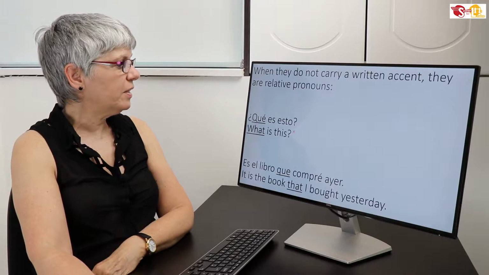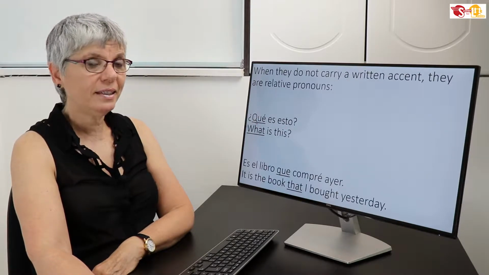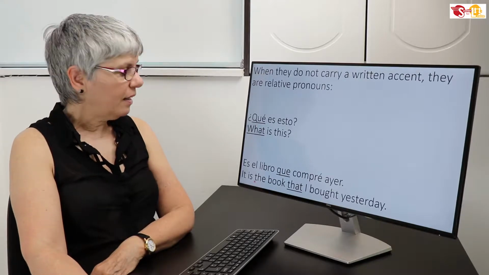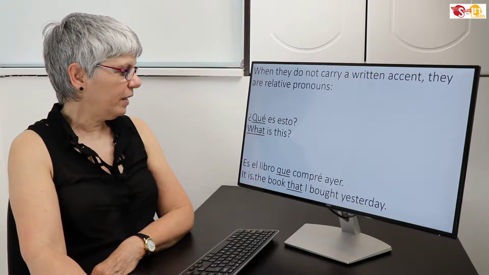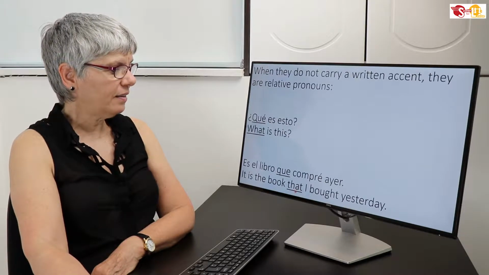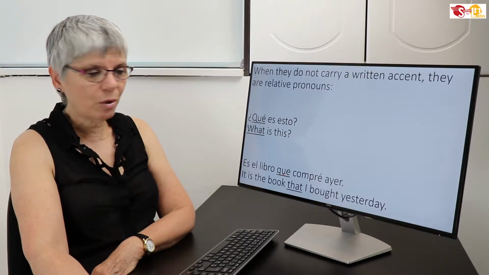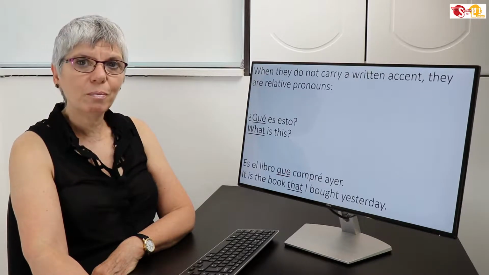Okay, let's continue. As I told you, these words carry an accent when you are making a question. So if I ask you, for example, ¿qué es esto? What is this? I wrote an accent here. But notice that if I want to say, for example, it is the book that I bought yesterday, this that is translated as que, but without the accent, because this is not an interrogative form. So, es el libro que compré ayer.